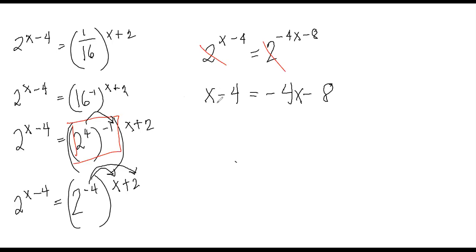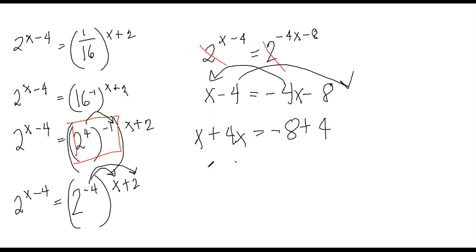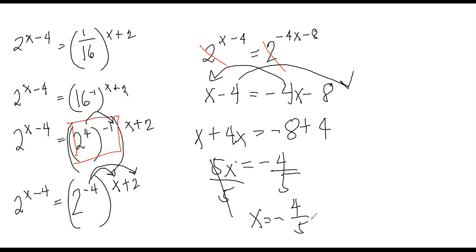When we say combine like terms, lahat ng may exponent, lahat ng may variable, ilipat sa isang side ng equation, lahat ng constant, ilagay sa same side of the equation. So, we have x plus 4x, lipat si 4x sa kabila, lipat si 4 sa kabila. Negative 8 plus 4. So we have 5x equals negative 4. Divide both sides by 5 to obtain x. So we have x is equal to negative 4 over 5.